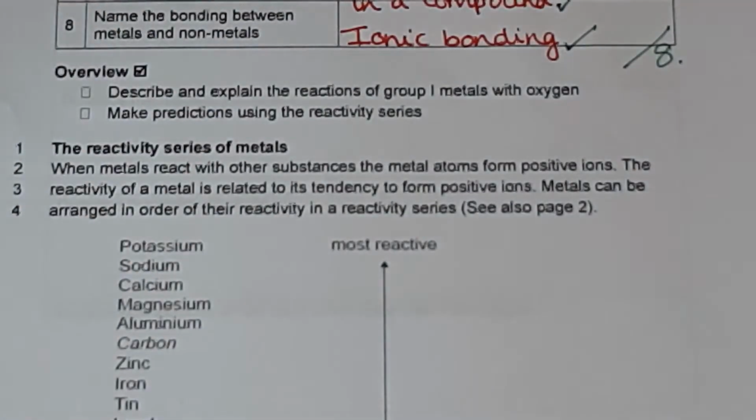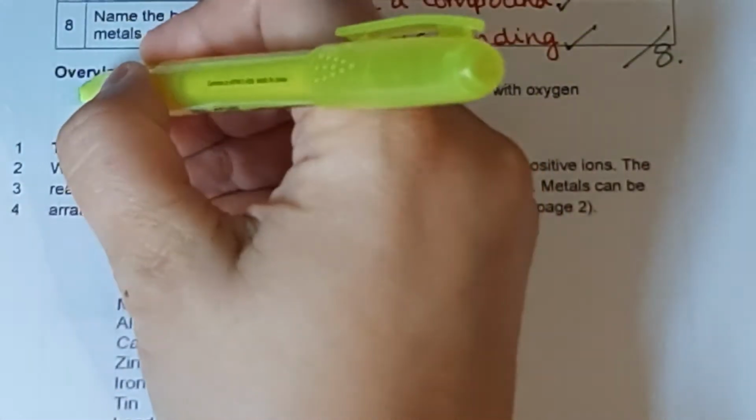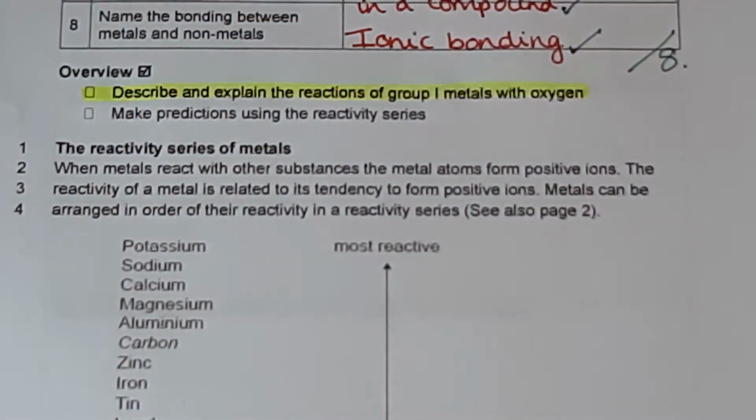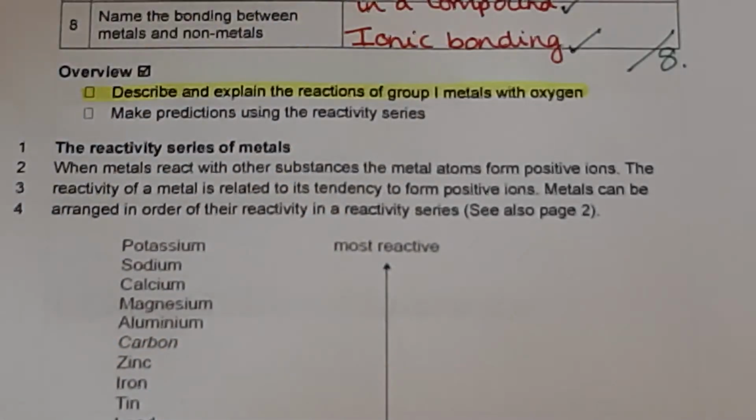So today we are going to be able to describe and explain the reactions of group 1 metals with oxygen. Now, group 1 metals are the first column in the periodic table on the left-hand side, and it contains materials such as lithium, sodium, potassium, rubidium, cesium, and francium. So we're going to have a look at the reactivity series of metals now.